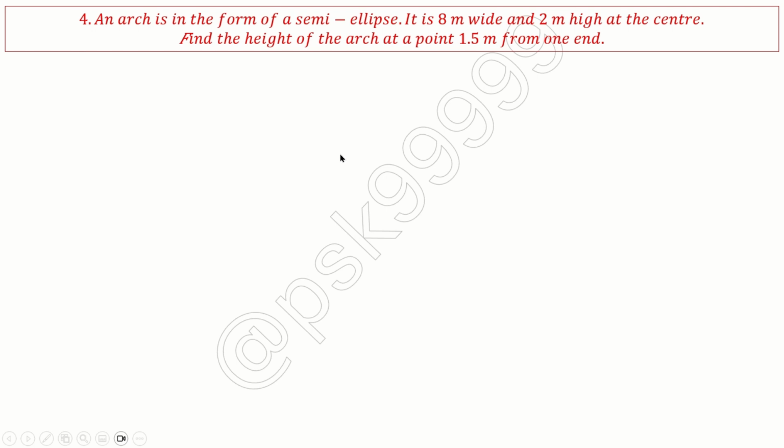An arch is in the form of a semi-ellipse. It is 8 meters wide and 2 meters high at the center. Find the height of the arch at a point 1.5 meters from one end. Okay, this is a similar problem to the previous one. Only difference is it's an ellipse now.